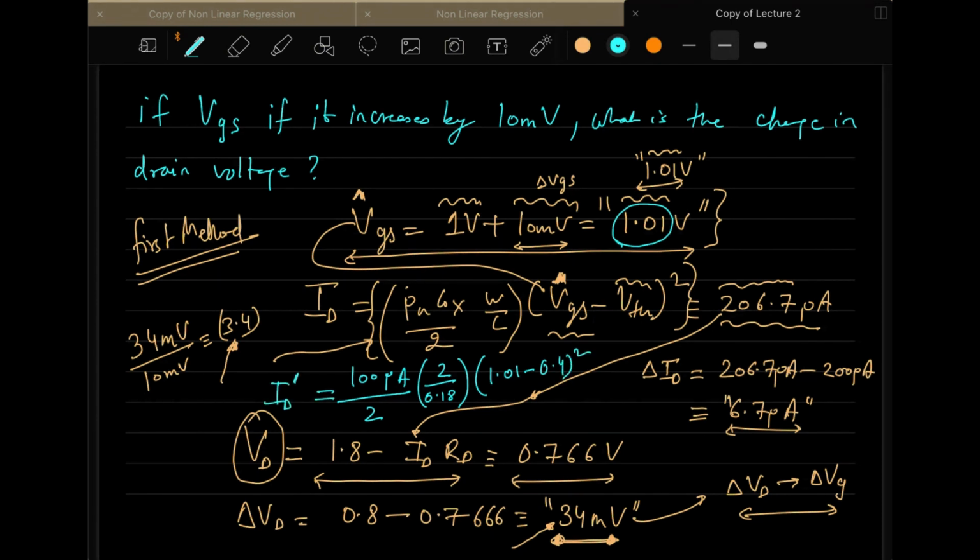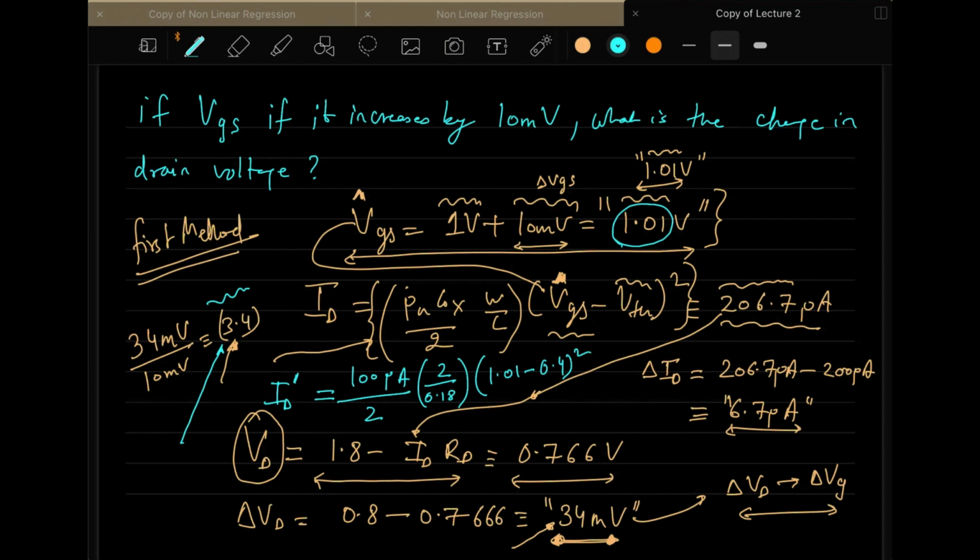Yes, sir, got it. I just made some calculation mistakes. Okay, no problem. So this is the voltage gain that we are getting over here, which is 3.4.